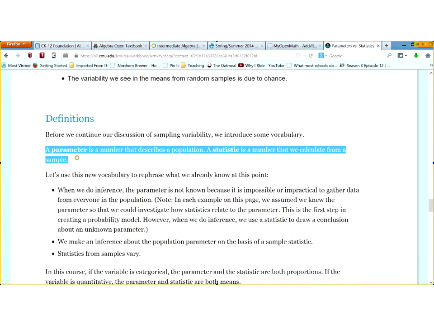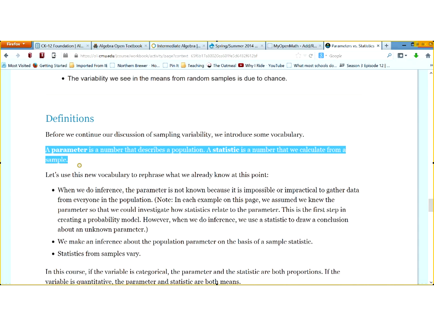A parameter is a number that describes a population. A statistic is a number that we calculate from a sample. The parameter is usually what we're interested in, and the statistic is what we get. They correspond to each other. So if the parameter, for example, is a proportion, then the statistic is a proportion. The parameter is the proportion from the population. The statistic is the proportion from the sample.